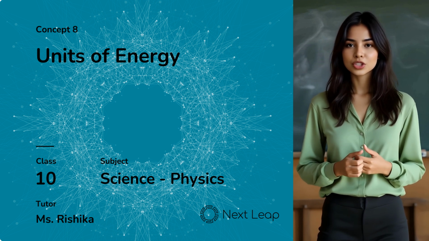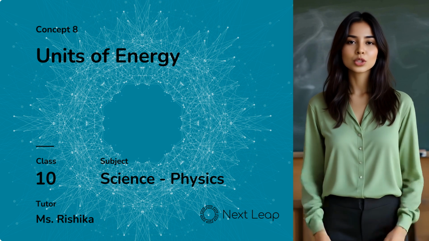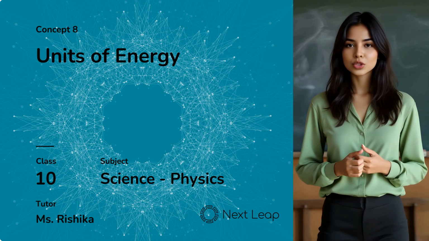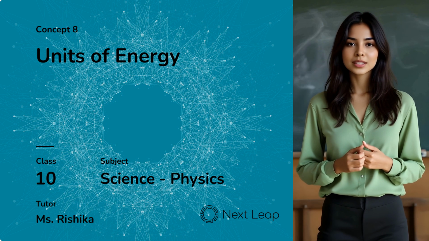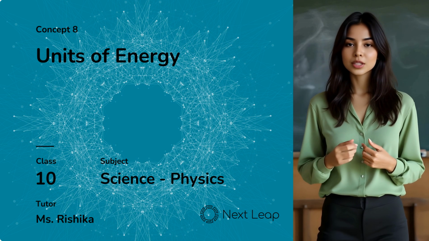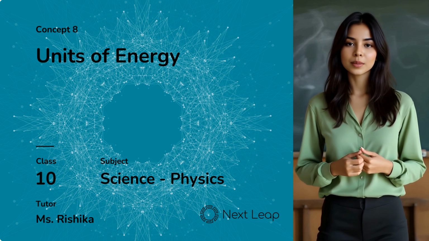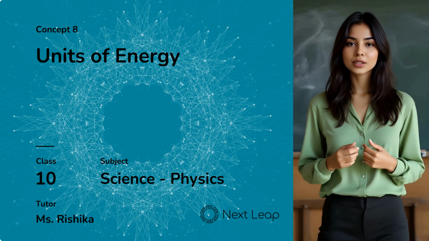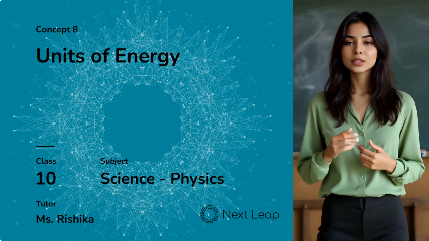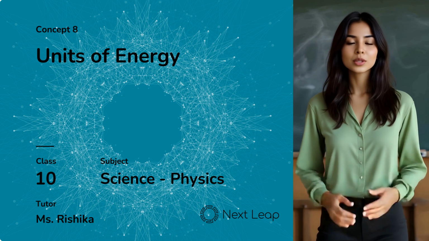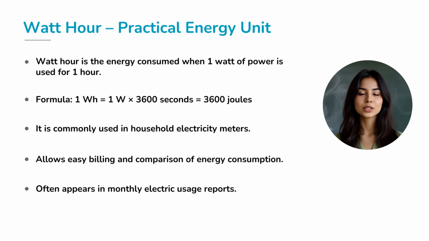Here's a key relationship you must remember. 1 joule equals 10 raised to the power 7 erg. That's 1 joule equals 1 followed by 7 zeros erg. A huge difference in scale. Now why is this important? Because accurate units help us calculate how much energy something uses, from running a machine to boiling water, or even fueling a rocket.